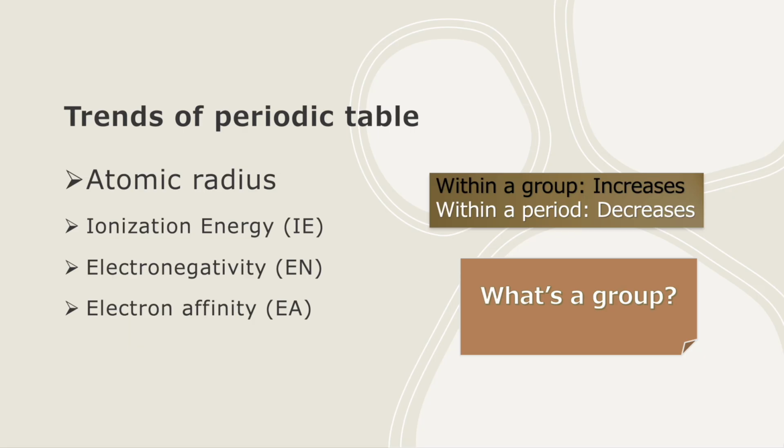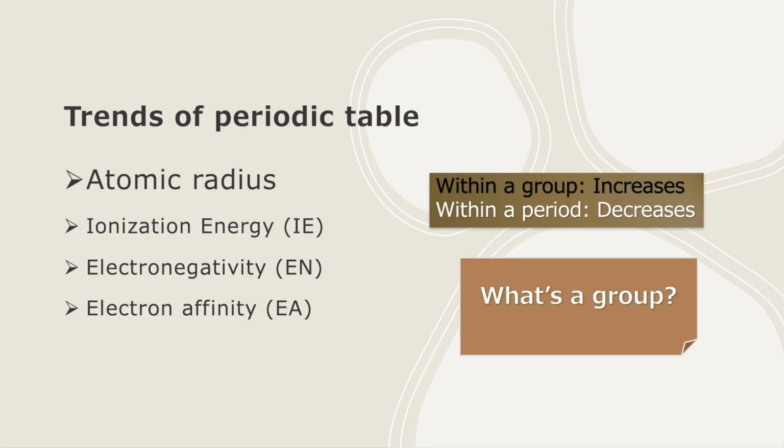We also have reactivity trend, which means, for example, metals on the left side, their reactivity increases going down the group. Meaning, for example, potassium is more reactive than lithium. Or nonmetals on the right side, their reactivity decreases going down. For example, fluorine is more reactive than iodine, okay? Their atomic size increases down the group. As new electron shells are added, atoms become larger, okay?